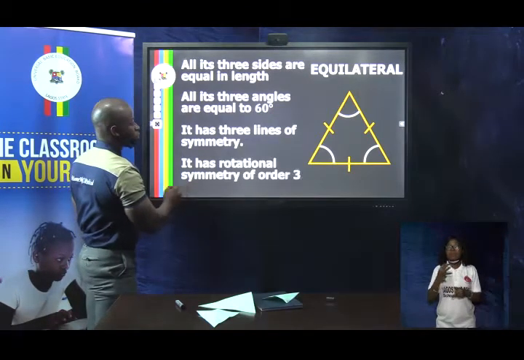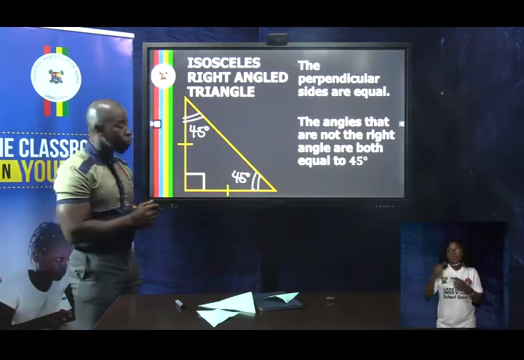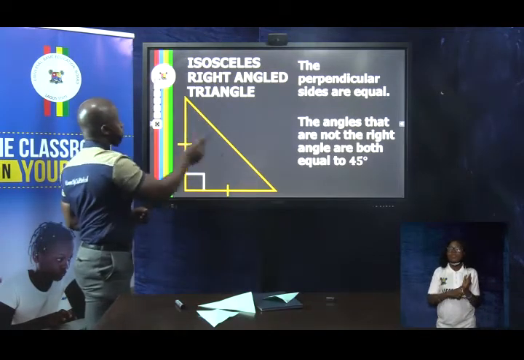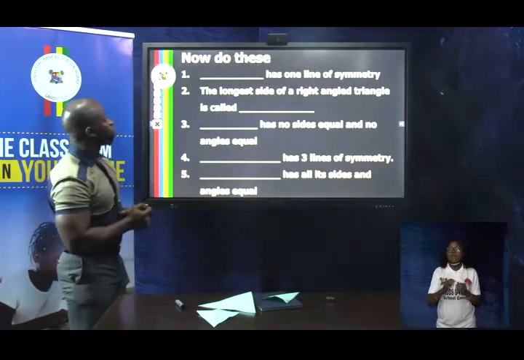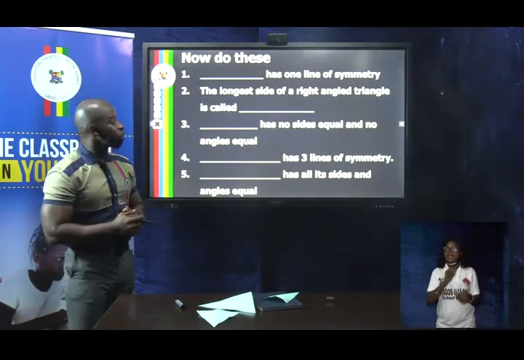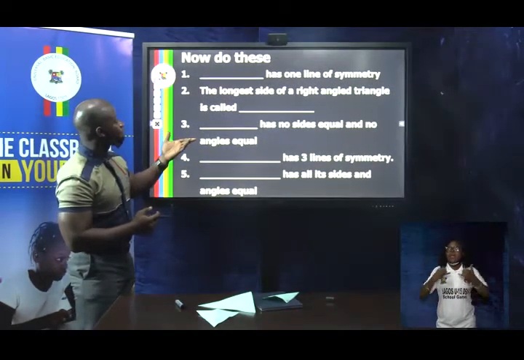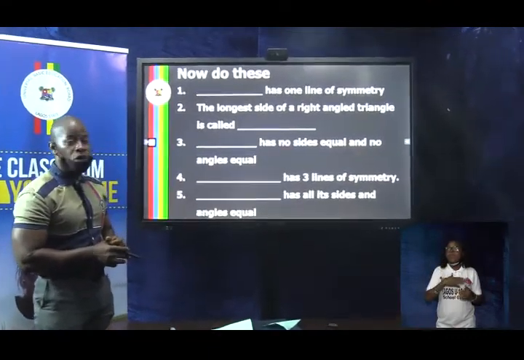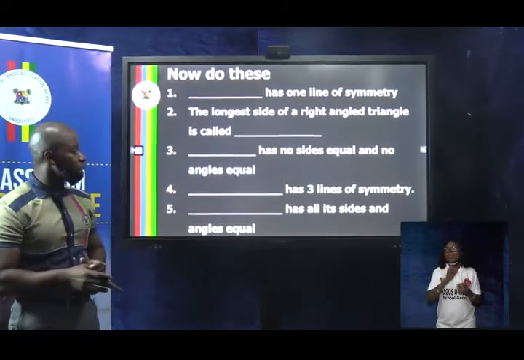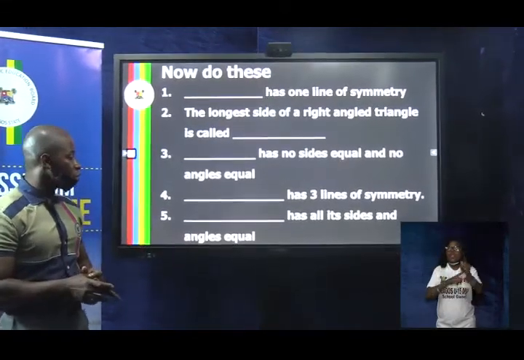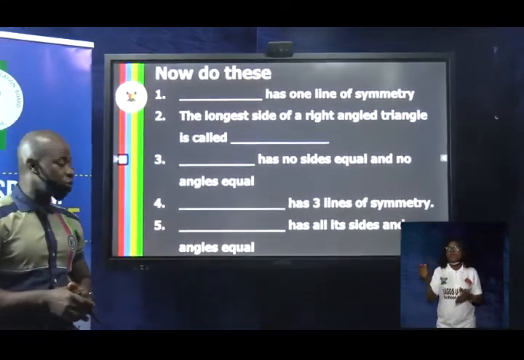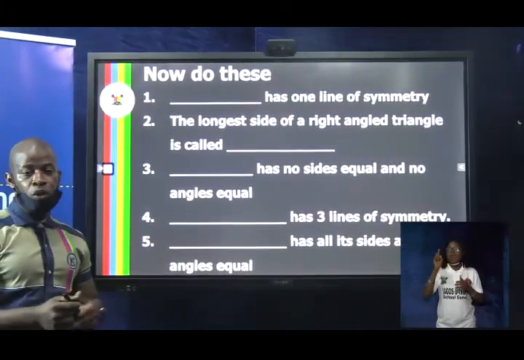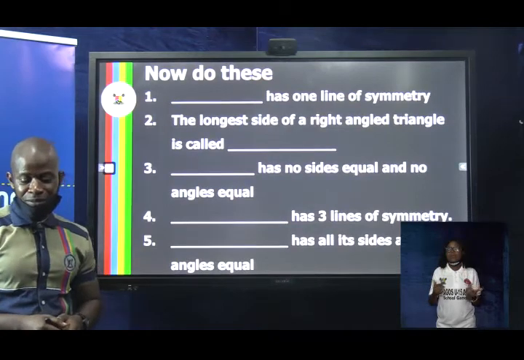Now moving on, let's now evaluate what we have learned so far. You have 1 minute to study this and fill in the gaps. Dash has one line of symmetry. The longer side of a right angle triangle is called dash. Dash has no sides equal and no angles equal. Dash has 3 lines of symmetry. Dash has all its sides and angles equal. You have 1 minute. Begin.